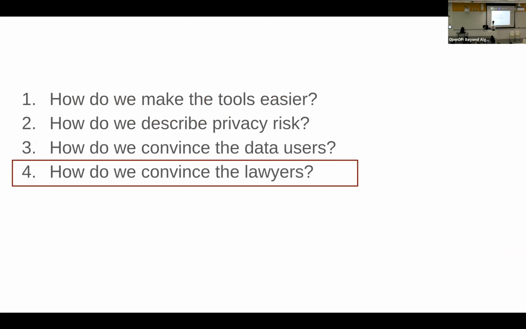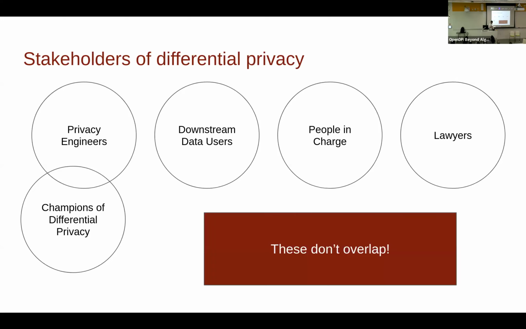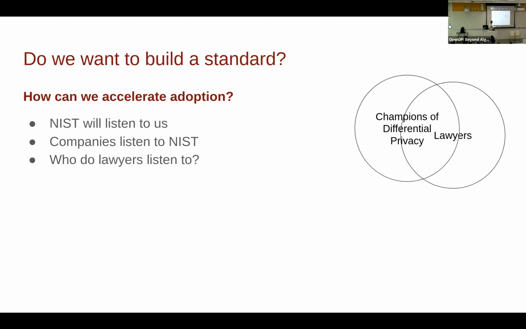Okay, so the final one, and I'll try to go quickly here. How do we convince the lawyers? This is one that I had not heard very much about until this week, and a lot of people have talked about convincing lawyers this week. So there's lawyers over here. Can we make these circles overlap? I don't know.